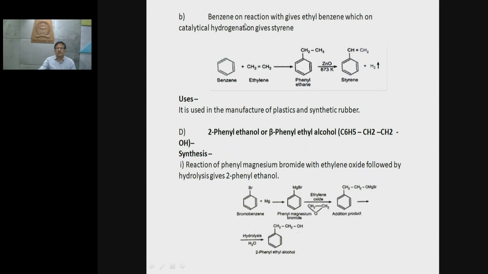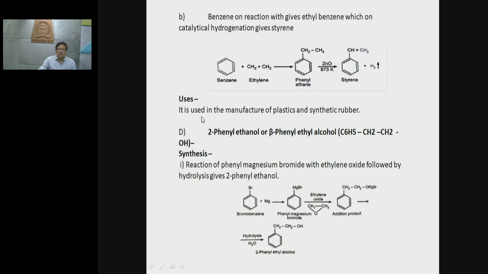Another method: benzene on reaction with ethylene gives ethyl benzene, which on catalytic dehydrogenation gives styrene. So see, this is the benzene reacted with ethylene. This is the addition reaction. So there is a formation of phenyl ethane, which on catalytic dehydrogenation using ZnO, zinc oxide, at 873 Kelvin, gives styrene. So for this, one hydrogen from the carbon attached to the ring and another hydrogen from the adjacent carbon are removed. So there is a removal of H2 and formation of styrene.